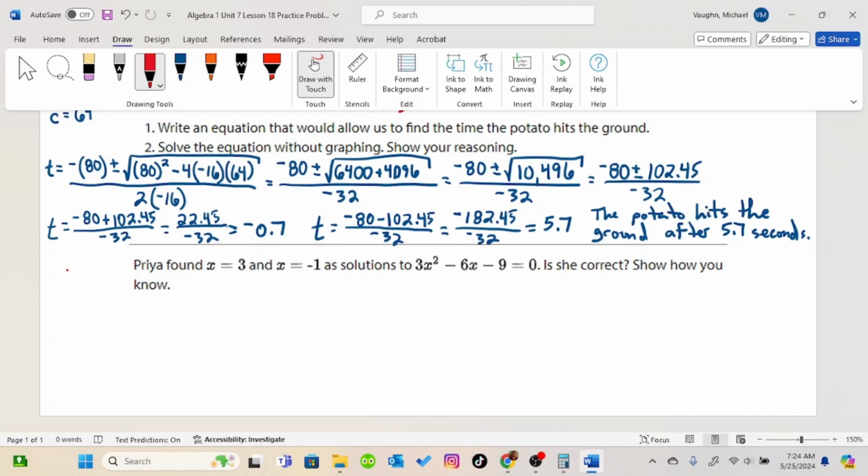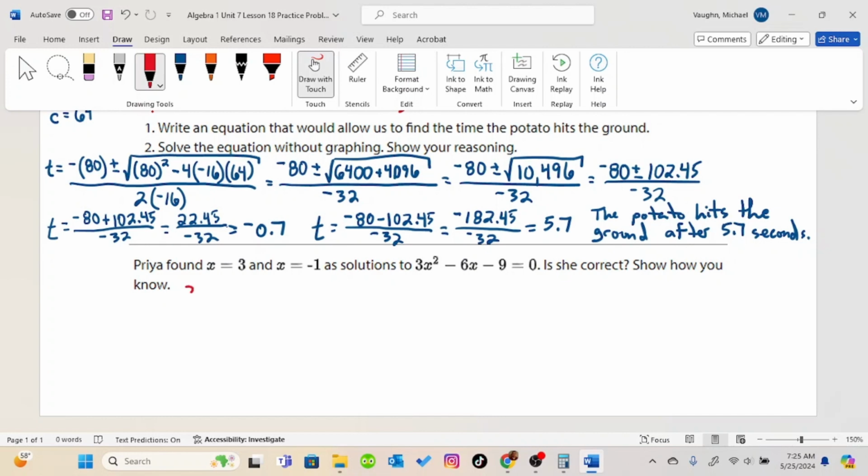The second way that you could solve this is to use the quadratic formula. Identify A, B, and C, substitute them into the formula, do the math, and see if you get the solutions of 3 and negative 1. The third solution, which I'm going to do now, is the easier one. I'm simply going to substitute 3 into the equation, and I should get a true statement.